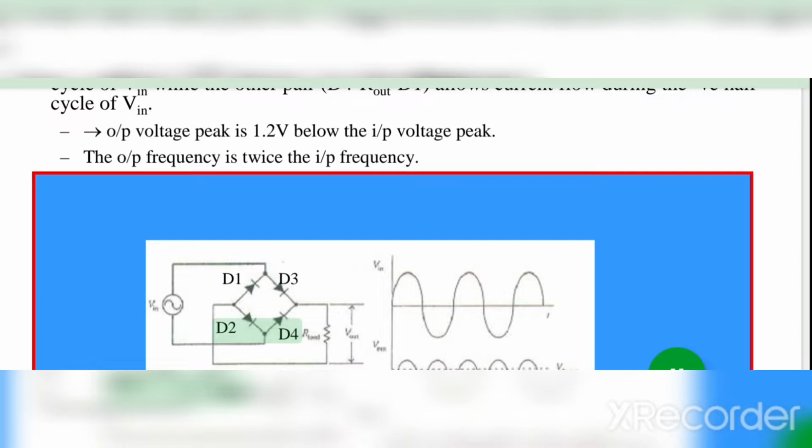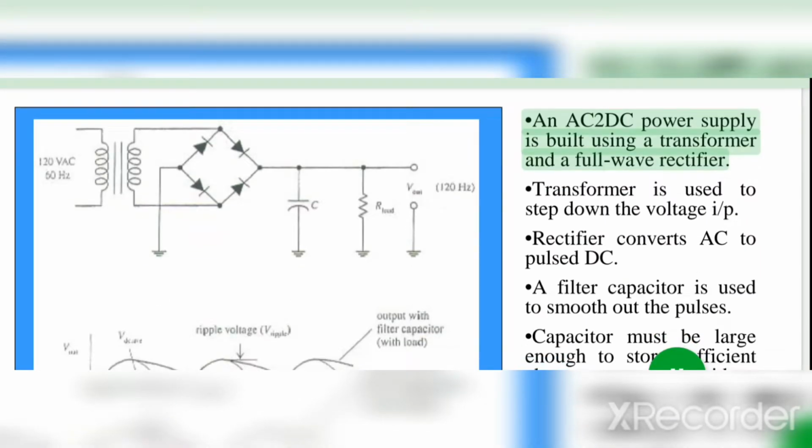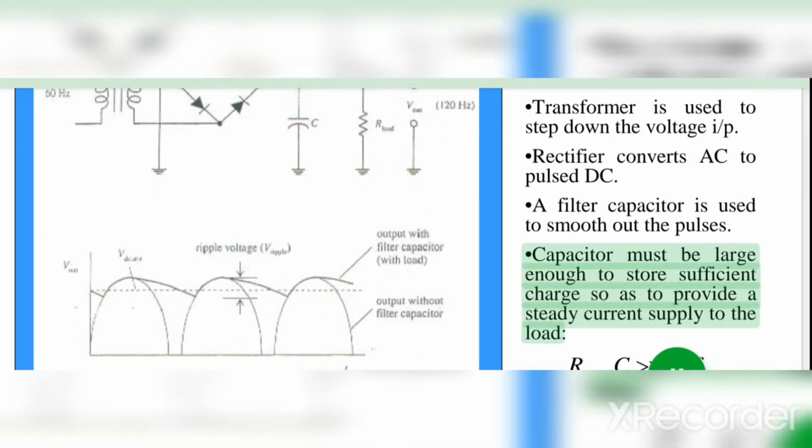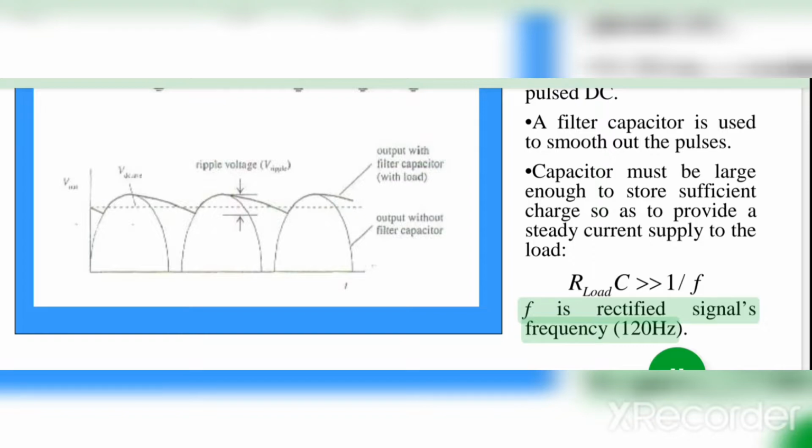AC to DC power supply. An AC to DC power supply is built using a transformer and a full wave rectifier. The transformer is used to step down the input voltage. The rectifier converts AC to pulsed DC. A filter capacitor is used to smooth out the pulses. The capacitor must be large enough to store sufficient charge so as to provide a steady current supply to the load. F is the rectified signal's frequency, 120 Hz.